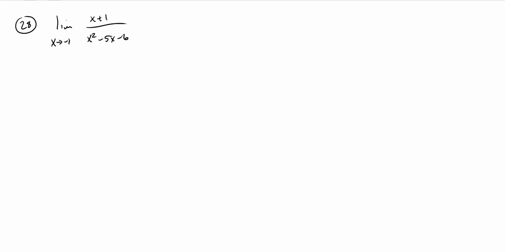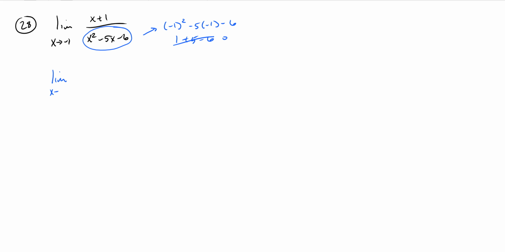Alright, 28. This time I'm going to evaluate the limit of x plus 1 over x squared minus 5x minus 6 as x approaches negative 1. Just because of what we know about the context of this problem in general, if I try to plug in a negative 1 here, negative 1 squared minus 5 times negative 1 minus 6, I'm going to get 1 plus 5 minus 6. That's going to cancel out and I get a 0. So we obviously can't just do direct substitution. So I'm going to look for some other method to eliminate something. And so I'm going to try to factor the bottom.